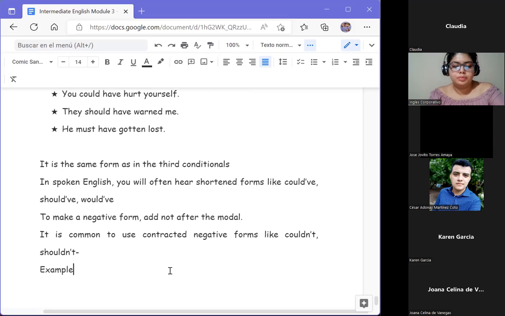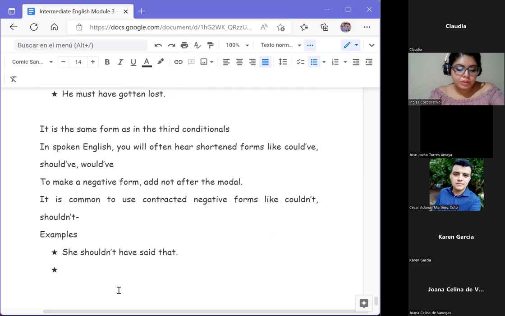So, examples. She shouldn't have said that. We couldn't have foreseen that change of plan. He may not have noticed the error.